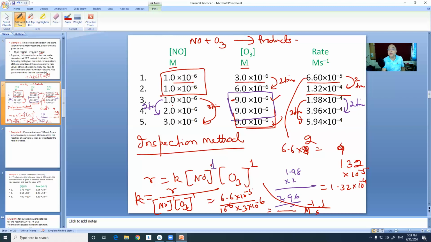You can also do it by the calculation method. Many students opt for the calculation method. How? Let me tell you.